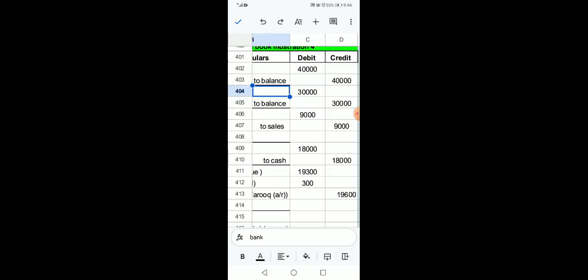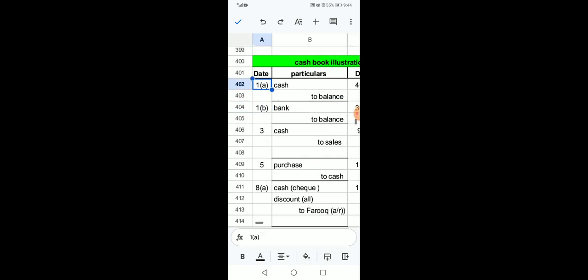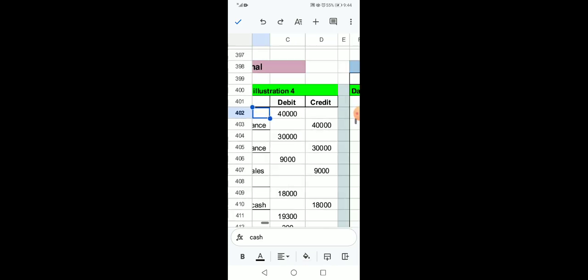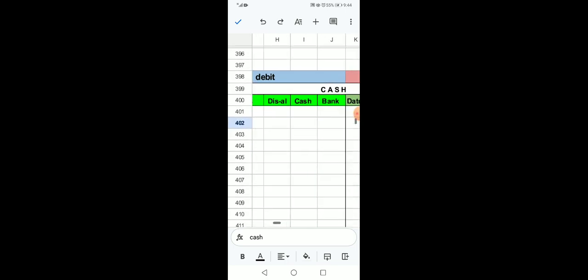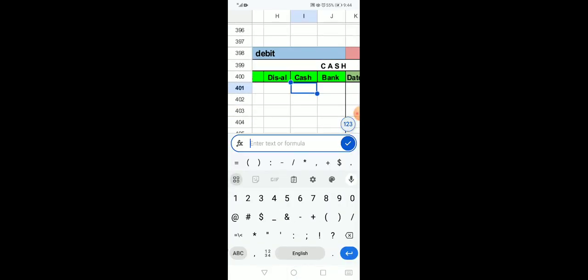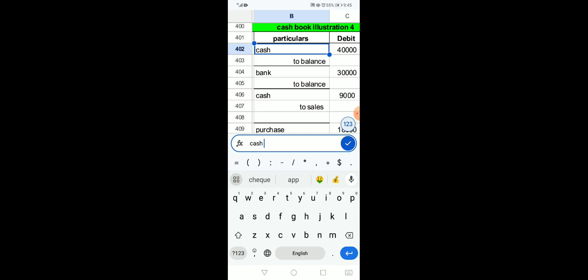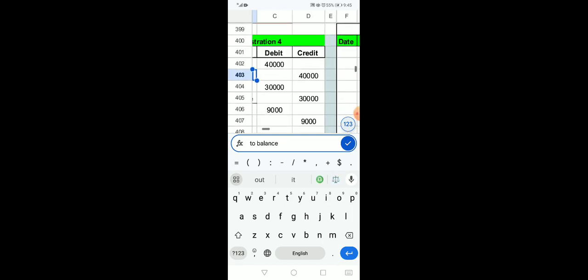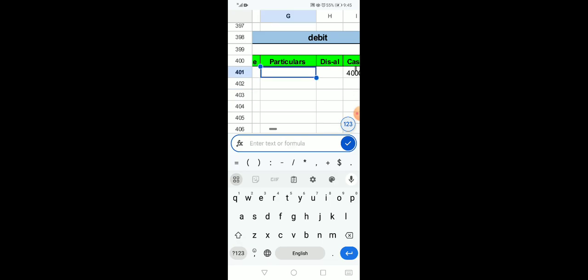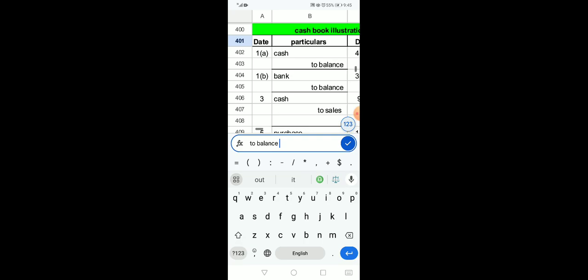Let's start. We are doing our first entry, which is 1a. There are two elements in this entry, but we are related with only one element, which is cash. Cash is debited 40,000. You will go to the debit side of the cash and write 40,000 over here. Next step is to see the reference. If you are picking cash, you will see what is written on the opposite side. The opposite side is to balance, and you will use this to balance as the reference, written in the particulars column.